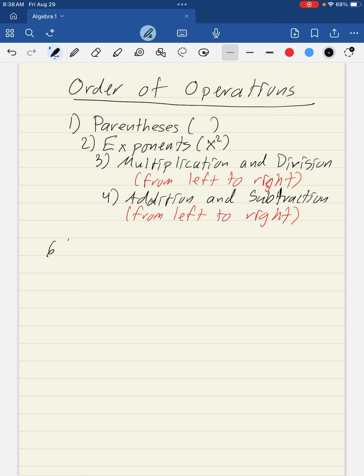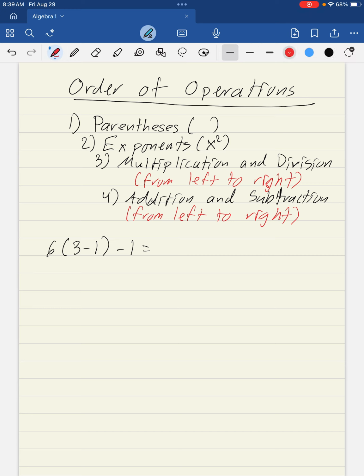So if I was to go 6 times parentheses 3 minus 1 minus 1, what do I start with here? Well, this is where the order of operations comes into play. We start with parentheses. If you have any parentheses, you have to take care of those first. Then you go exponents. Then you take care of your multiplication and division from left to right. And last but not least, your addition and subtraction, also from left to right.